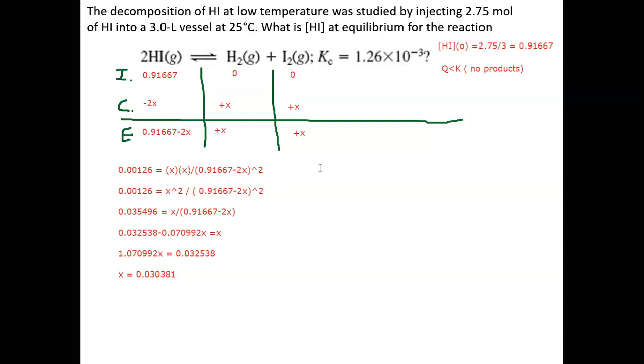So the equilibrium concentration of HI would be 0.91667 minus 2 times 0.030381. So this is the equilibrium concentration of HI. Now we can plug this in and check our work.